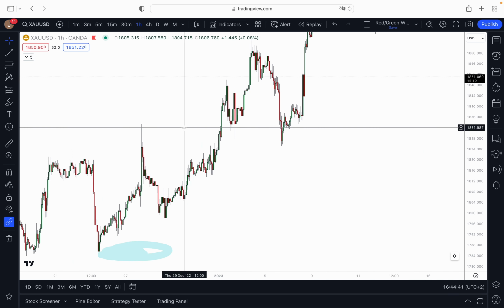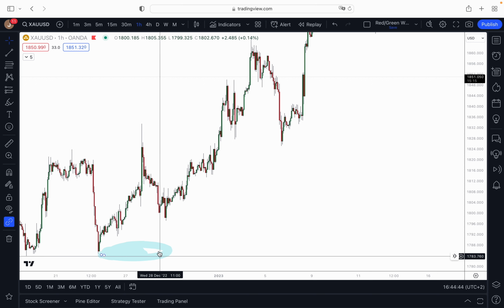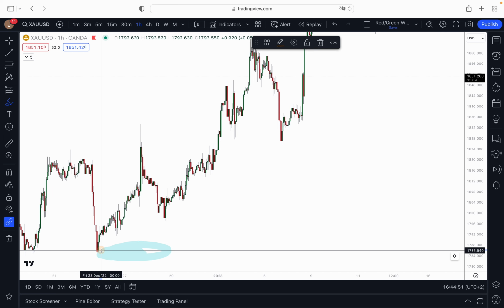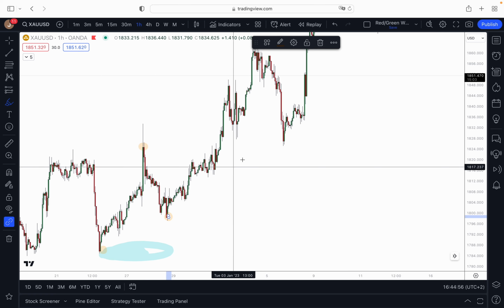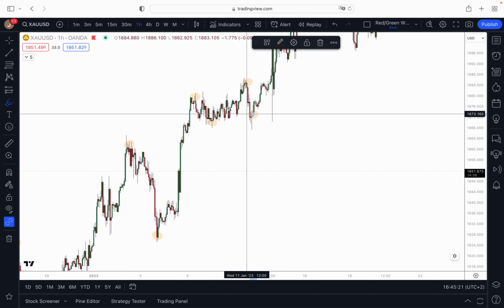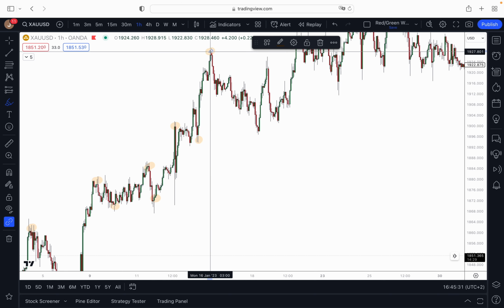So now we are on the 1 hourly time frame. You can see our last low where we started our analyzing. We had here a low, then higher high, higher low, repeating several times, higher high, higher low.